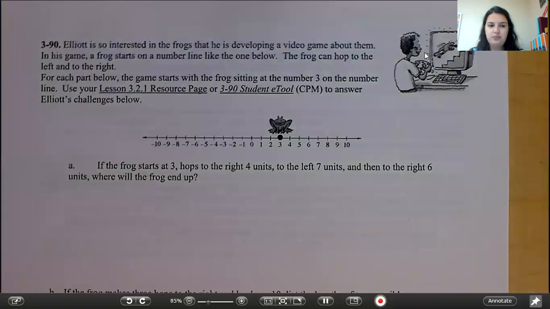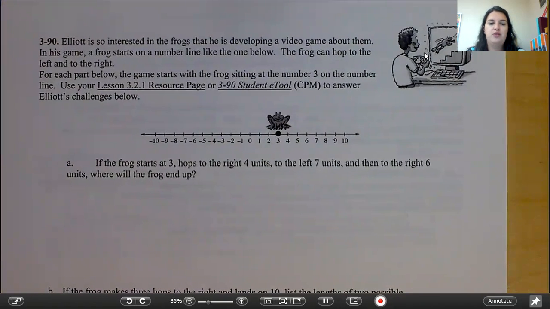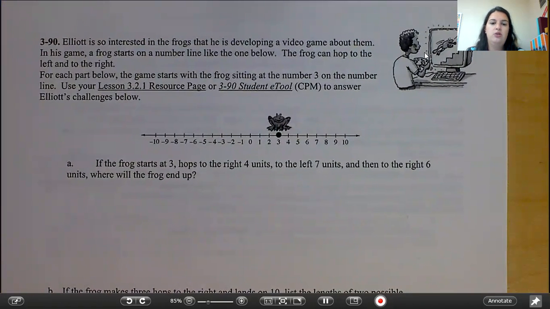Part A. If the frog starts at 3, hops 4 units to the right, to the left 7 units, and then to the right 6 units, where will the frog end up? So go ahead and pause the video and answer the question.